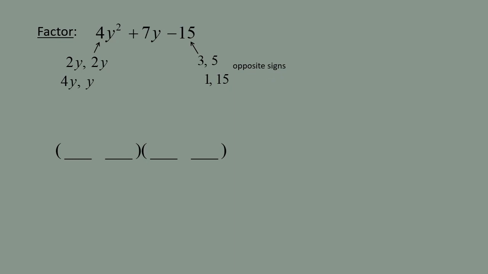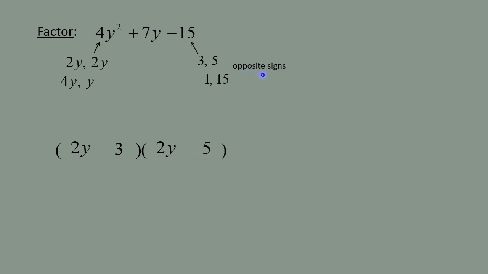And now we'll look at different combinations of these factors in our two binomials. Again, we'll start with the factors of the leading term. These will go in the first positions of our binomials. This time we have a choice. Let's go ahead and start with the 2y and the 2y. And now for the 15, let's use the factors 3 and 5. These will go in the second or the last positions of our binomials.